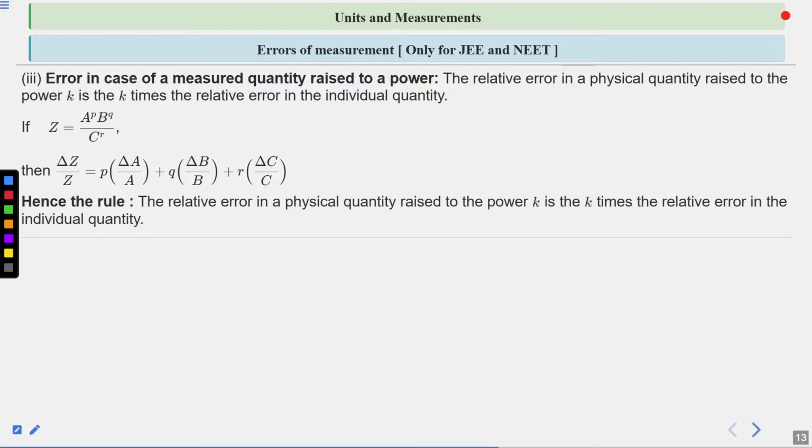Hence the rule: the relative error in a physical quantity raised to the power k is k times the relative error in the individual quantity. So if we have a quantity like this, the calculation is this one. Clear? If you have any doubt, please ask. This is very important.